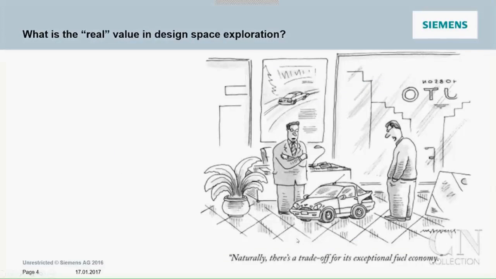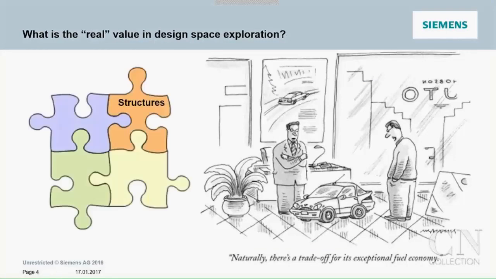And the key is, what are they really looking for in design space exploration? I think this cartoon in a way embodies that, where naturally there are trade-offs for exceptional fuel economy. You have to make trade-offs, and when we talk about design space exploration, what we're really trying to arm analysts and engineers with is the ability to evaluate a design space and understand where trade-offs can be made in the overall system, whether it's between structures, loads, aerodynamics, or propulsion. And this ultimately is what we want to get out of design space exploration.